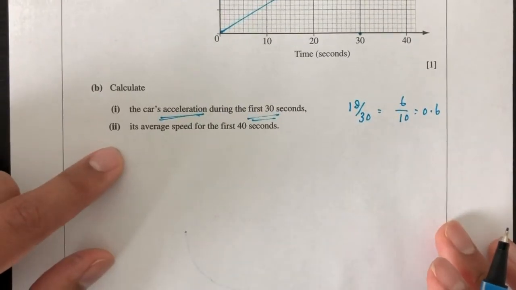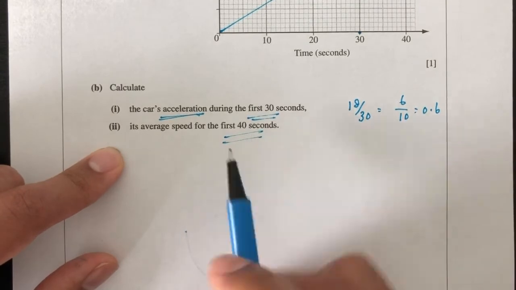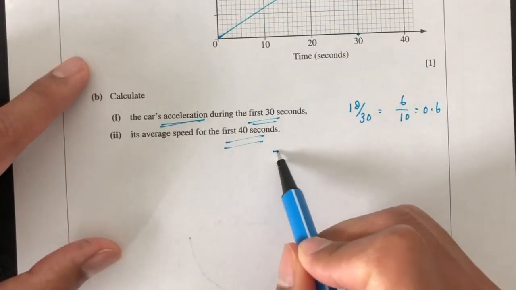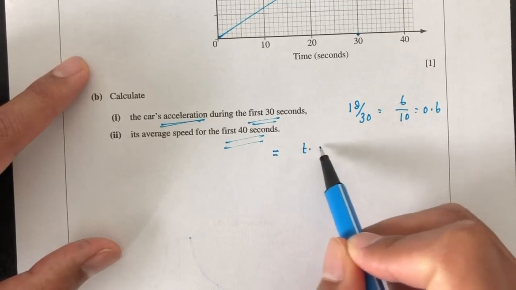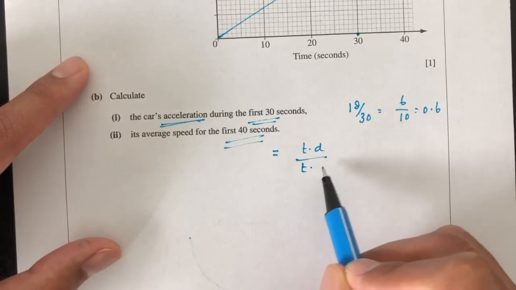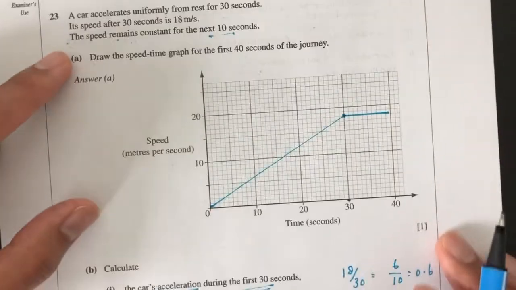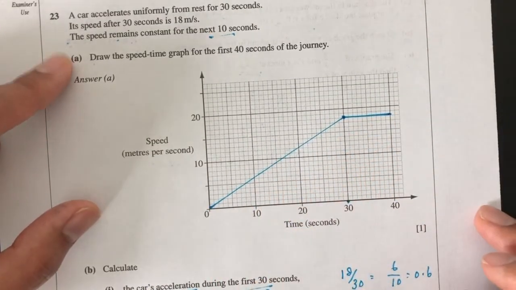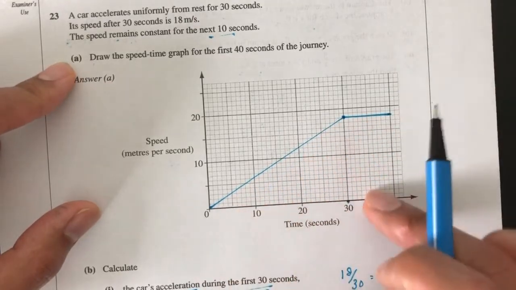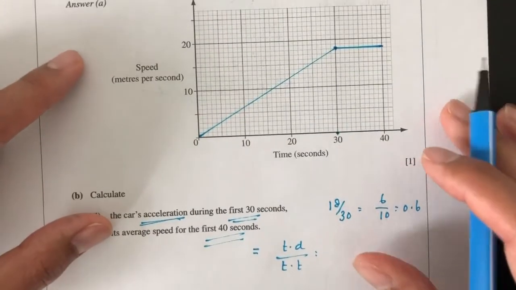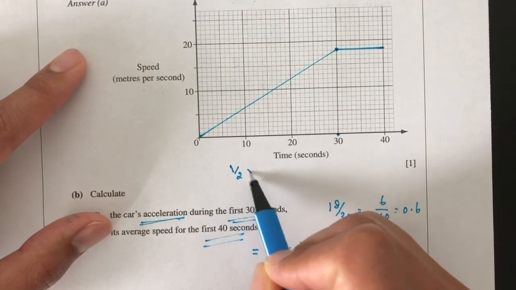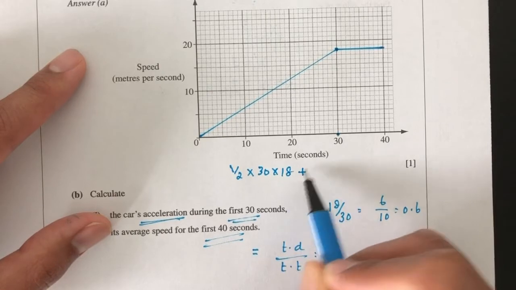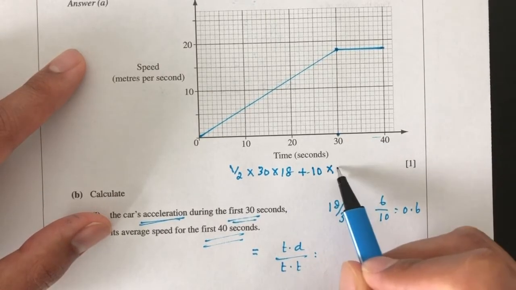Now part 2, its average speed for the first 40 seconds. What is the average speed? As you know, average speed is equal to the total distance traveled divided by the total time taken. So distance traveled here is this shape plus this shape. That is a triangle plus a rectangle. So that is half times base times height. Base is 30 times height is 18, plus this is 10 times 18.